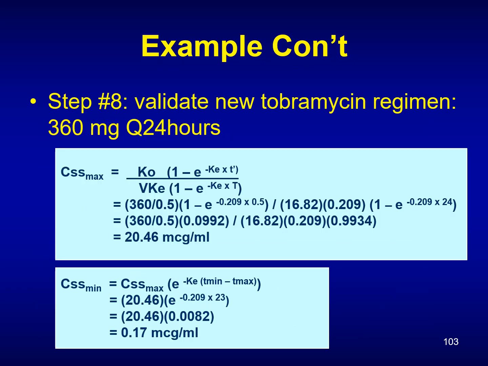Now we have a rounded regimen of 360 milligrams every 24 hours. We'd like to know what true Cmax and C minimum we would expect with this. Again, we would be using the patient's actual V, Ke, this new regimen of 360 milligrams infused over 0.5 hours and a dosing interval of 24 hours. We find that our Cmax that we expect from this regimen to be 20.46 and C minimum of 0.17, which is within our desired range.